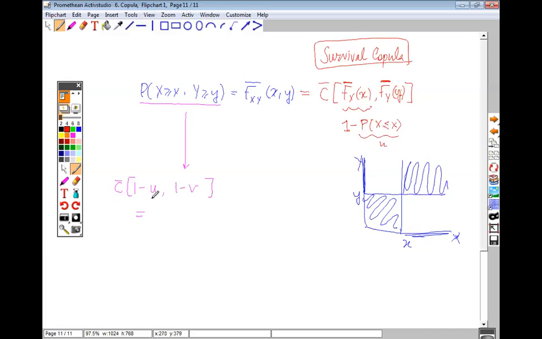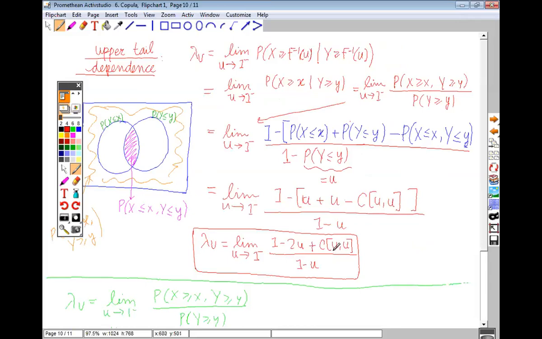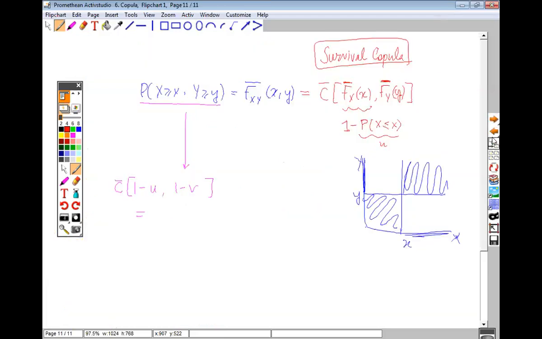And if you solve for this, so basically when I say you want to solve for this, I just mean that you substitute this and this value in the function that we derived here somehow. But again, you won't always have to do that. So what you would get here is something like this: 1 minus u minus v plus C of u comma v. And this is what you get, because again, we're looking at this complement. So this is nothing but this, okay?